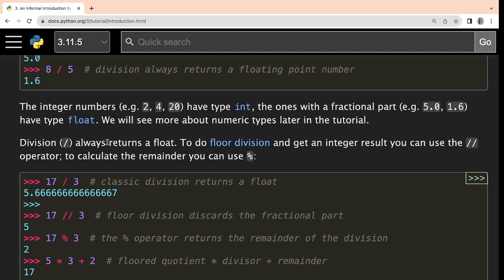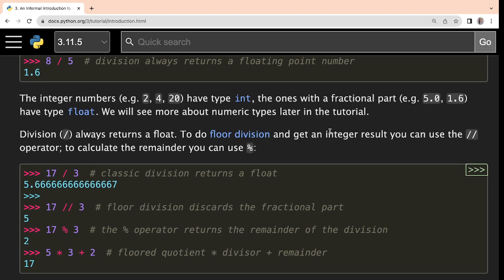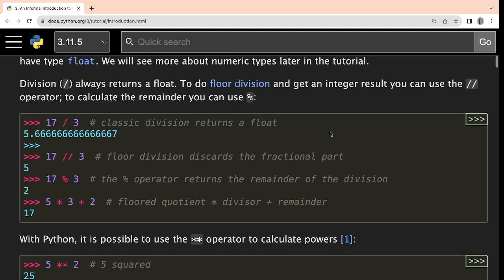Okay, that means they are of float type. We will see more about numeric types later in the tutorial. Along with that, I will also be showing you multiple examples regarding numerical operations. All right, now coming to division.